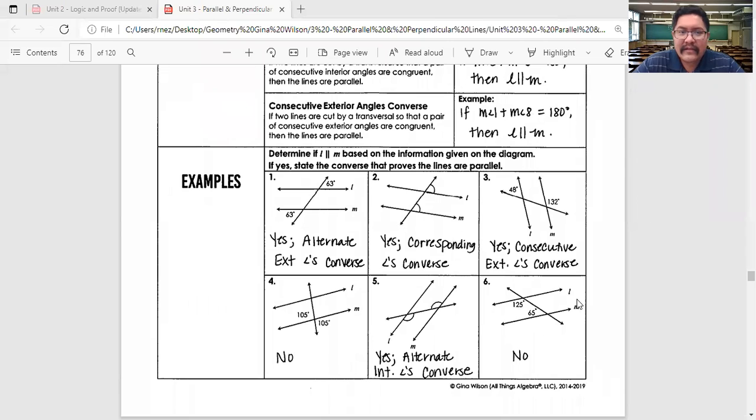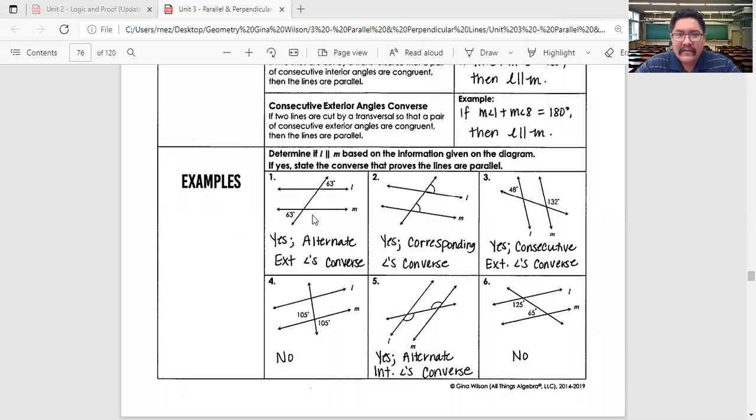I'm gonna go ahead and move on down here. So let's see, determine if line L is parallel to line M based on the information given on the diagram. If it's yes, state the converse that proves the lines are parallel. All right, so here we have our lines and our transversal. In this case, we have a small angle up here where it says 63 degrees, over here also 63 degrees. So yeah, I would say they were parallel.